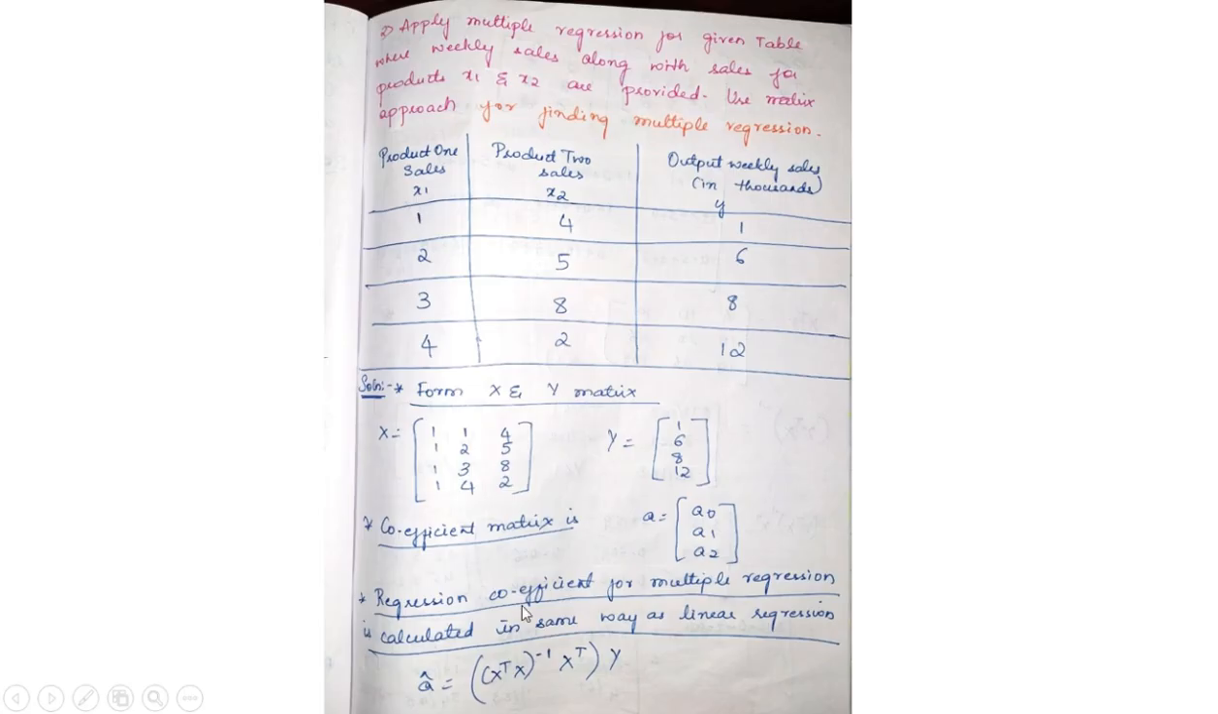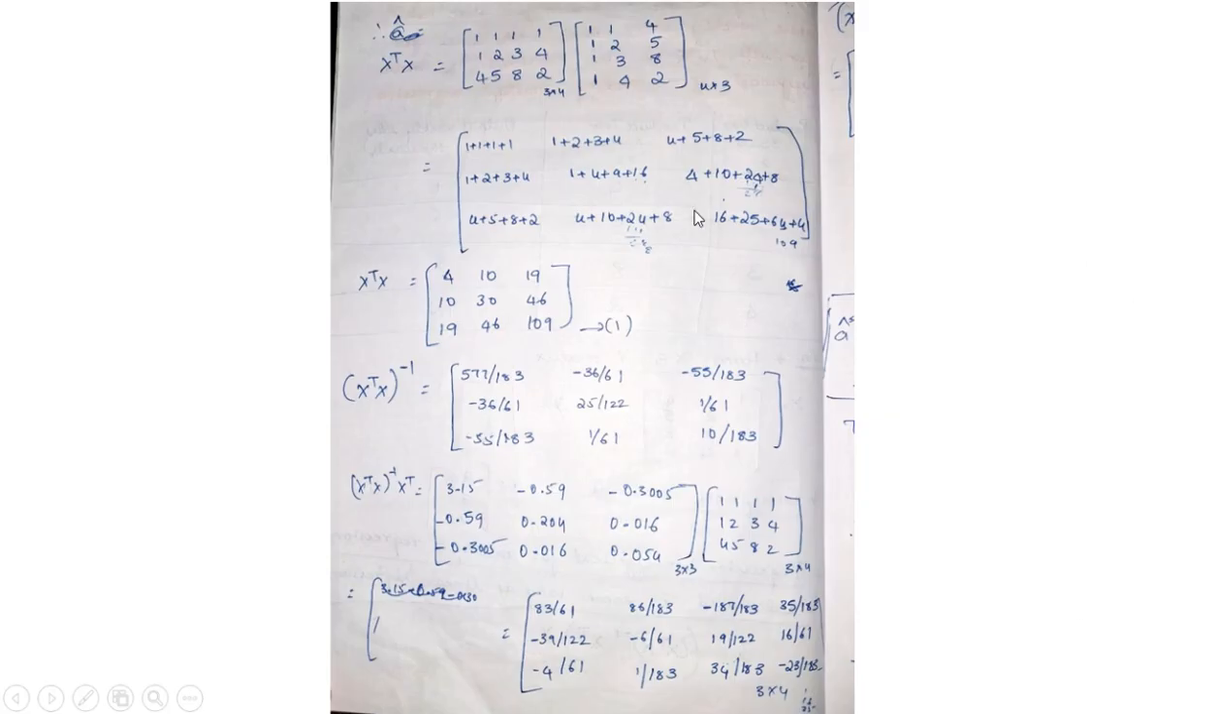According to this equation, first let's find x transpose x. Next we will find the inverse of x transpose x. Then we will multiply that with x transpose. Then the whole thing we are going to multiply with y. Finally you're going to get a. One thing you have to notice: this will take a lot of time, so better you use your calculator which can do matrix operations. That will make your work easier.